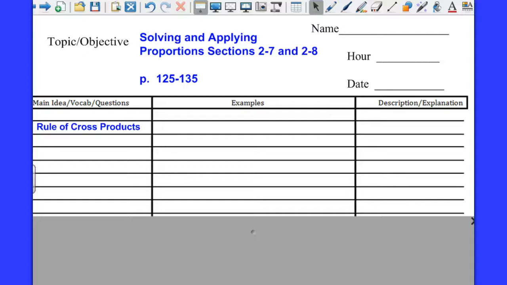Hello again, everybody. Welcome to Solving and Applying Proportions, Sections 2-7 and 2-8. We're going to throw these together in a couple of videos, as the material in those two sections crosses over easily for us to do that.